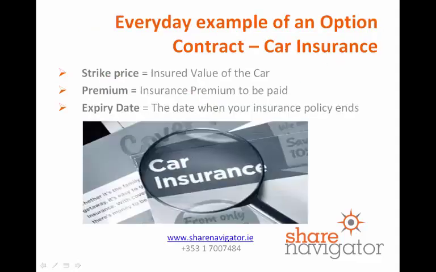So here's an everyday example of an option contract. Think about your car insurance policy. So what do you do with that? Well, you pay an insurance company a premium in order to restore the value of your car to an agreed amount if it's lost, stolen or damaged. And that's known as the strike price. The expiry date is the date on which your insurance policy ends.